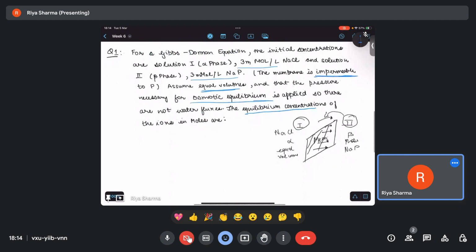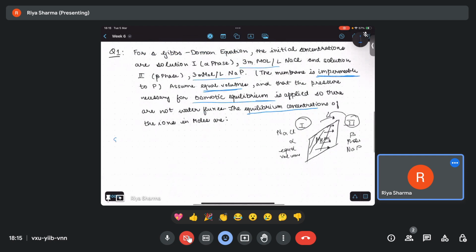So they have already told us the assumption which is necessary to understand that osmotic equilibrium is there. Osmotic equilibrium pressure is already applied, so you don't have to apply some extra pressure to make the ions move. So this has already been there.